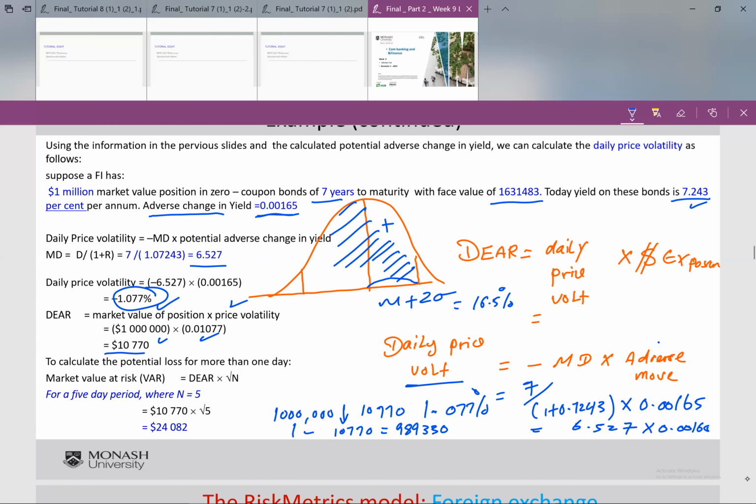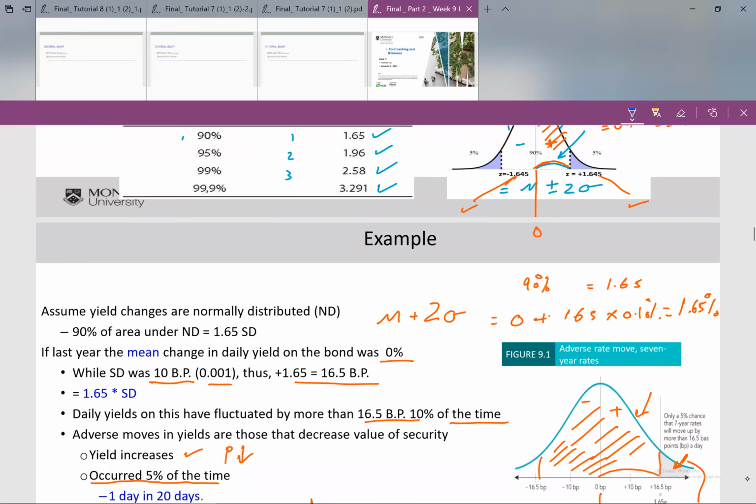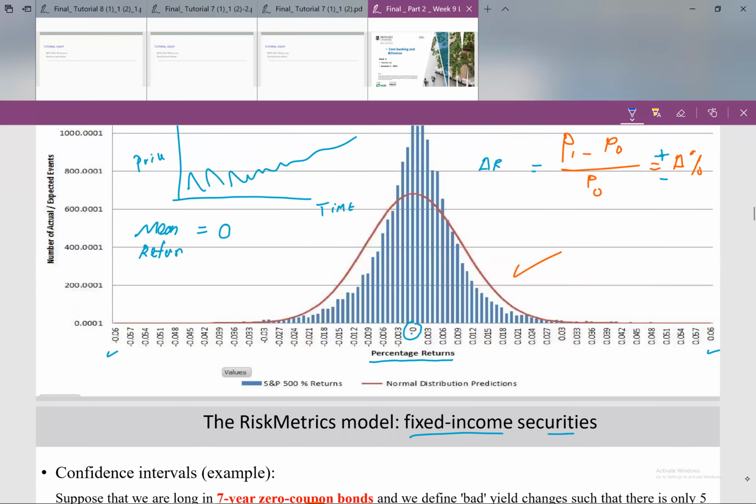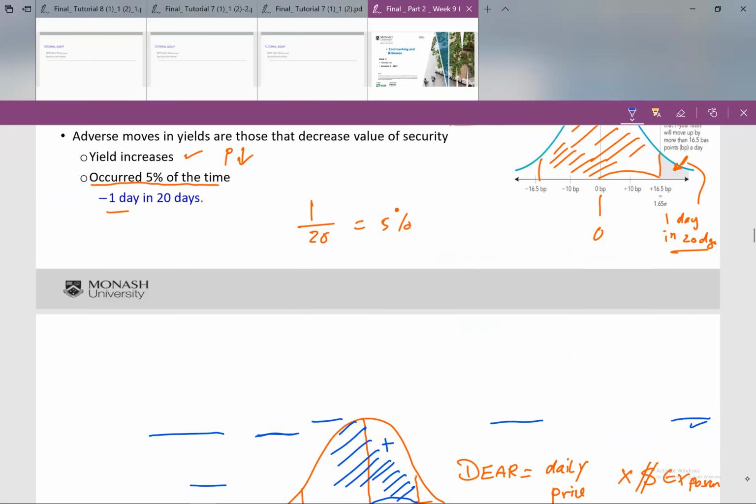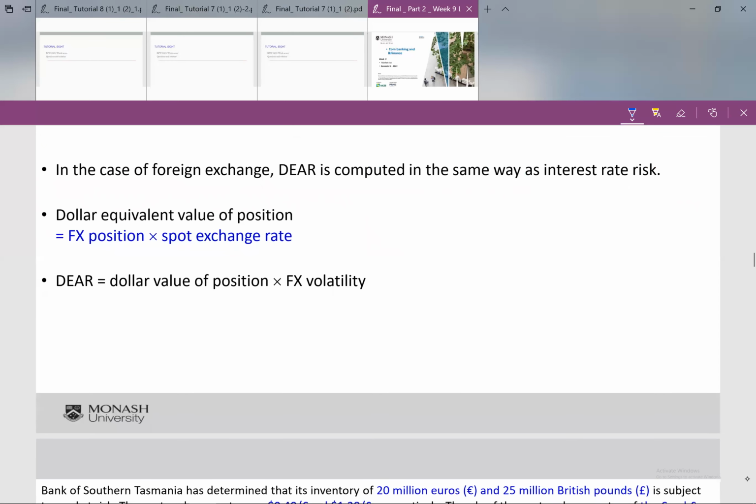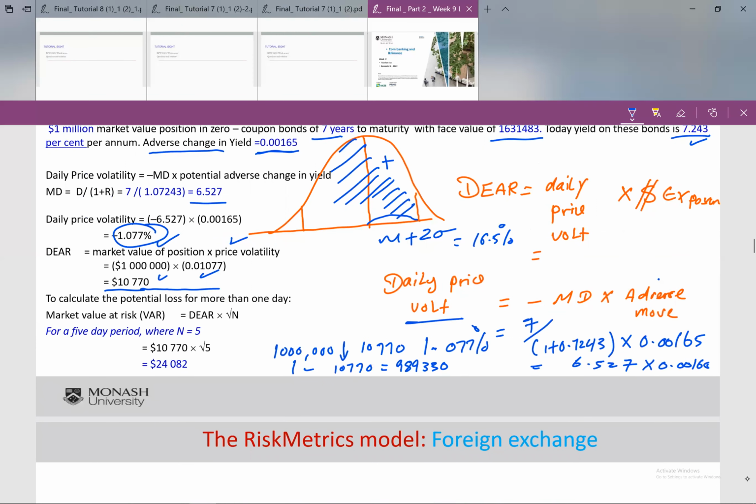Now we finished with the DIR. As I told you, we can calculate the DIR, but then we want to calculate the VAR. The VAR actually depends on how many days. As I told you, we can calculate here. The VAR is the DIR times the number of days under the square root, which is 5 days. Now we'll find in 5 days, we can drop 24,800, which is from this 1 million. In 5 days, it can be reduced by 24,800.